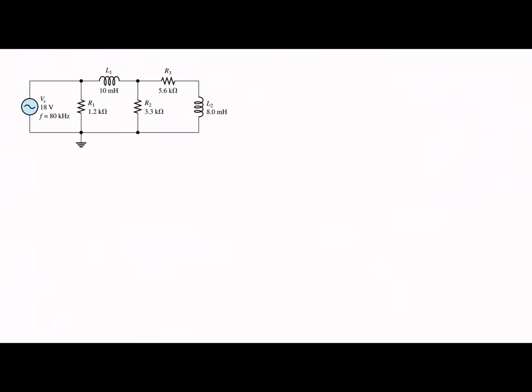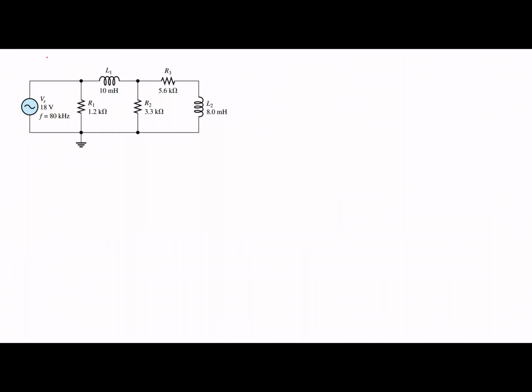Okay, now let's try to solve this circuit, which includes a voltage source, a set of inductors and a set of resistors. The voltage source is 18 volts and the frequency is 80 kilohertz. We have three resistors R1, R2, and R3, and two inductors L1 and L2.